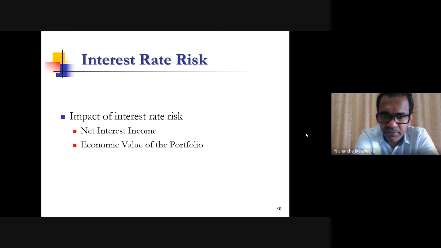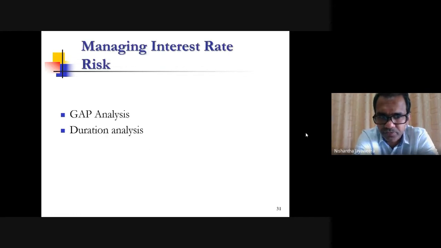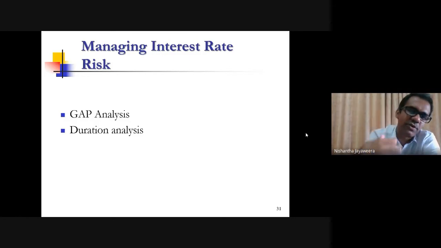Therefore, we assess the impact of interest rate risk on net interest income as well as the economic value of the portfolio. So we will see how we do this. There are two methods: gap analysis and duration analysis. I think you know how to prepare a gap report, or how to do a gap analysis. What are the steps that you have to follow?